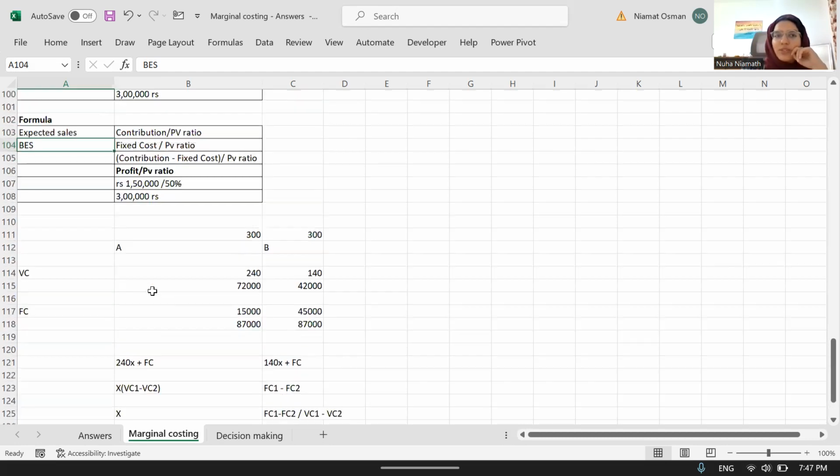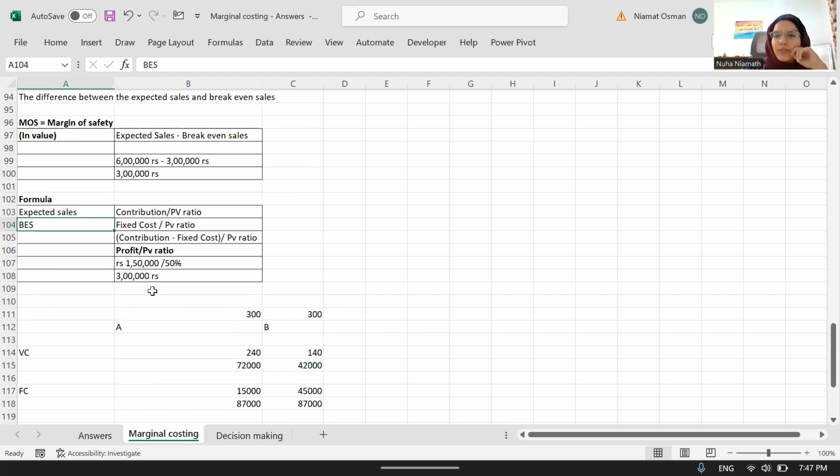Perfect. Thank you so much. So fixed cost by PV ratio. I need everybody to be very quick with these responses. Okay. So break-even sales is nothing but fixed cost by PV ratio. Sales is nothing but contribution by PV ratio.